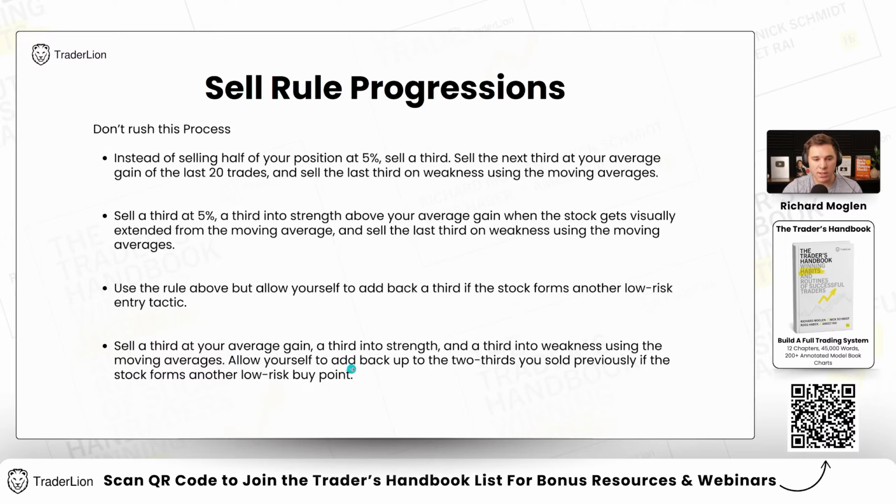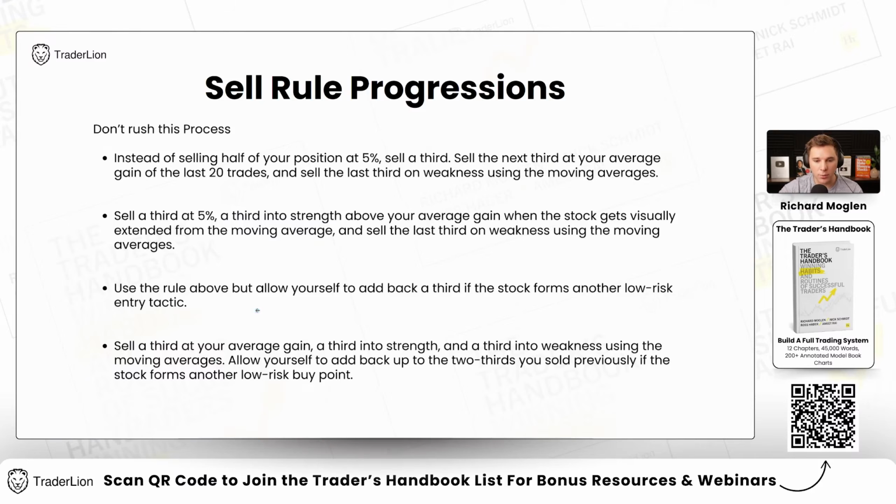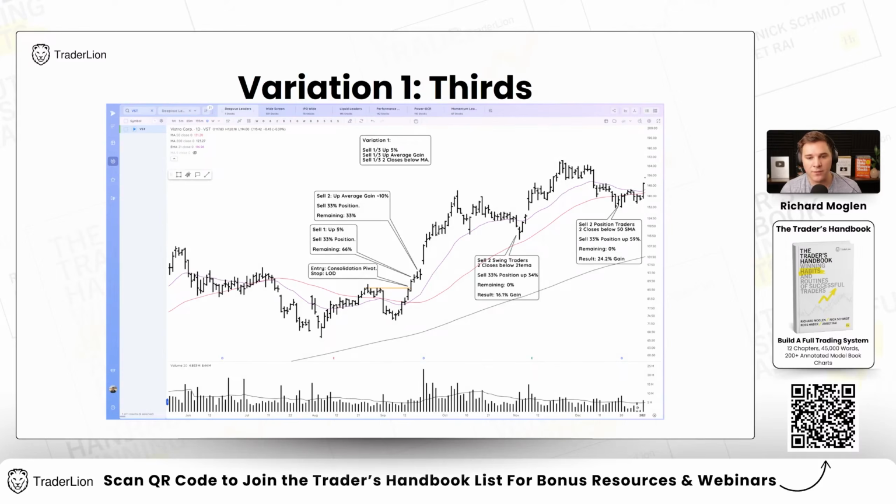And then the last progression is to, again, sell a third at your average gain. So you're no longer using that 5%. You're looking to hold a little bit longer, a third into strength, and then a third into weakness using the moving averages. But you can also add back up to 2/3 of what you sold if the stock forms another low risk buy point. So let's go through an example, that same example of VST, applying these different rule variations.